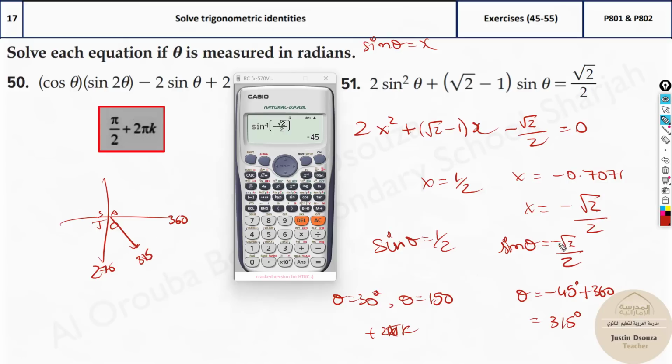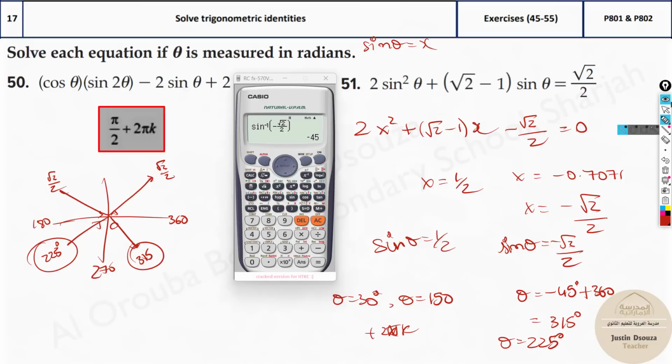Because I know it is sine negative root 2 by 2, it can't be this and this. Why? It can't be 45 degrees because I'll have positive root 2 by 2 over here. I'll have positive root 2 by 2 because sine is positive over here both. So it must be this one, 180 plus 45, that will be 225 degrees. So these are the solutions, this 225 and 315. So theta is 315 and also 225 degrees.